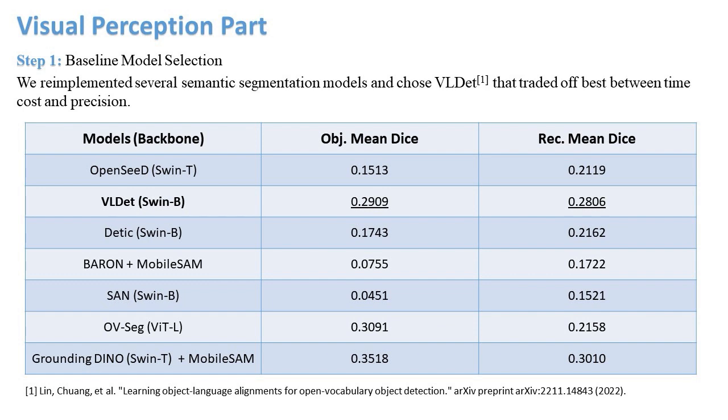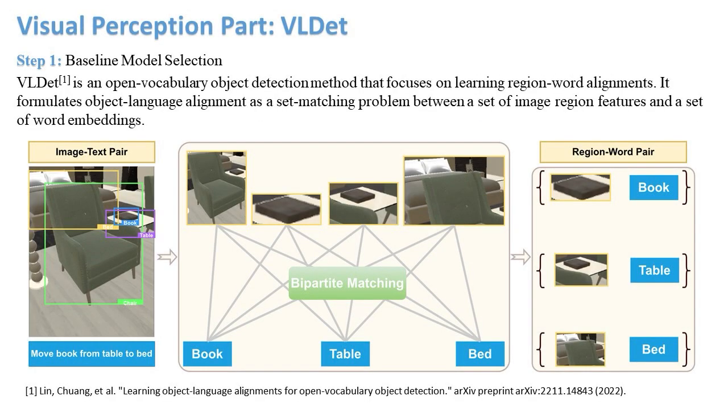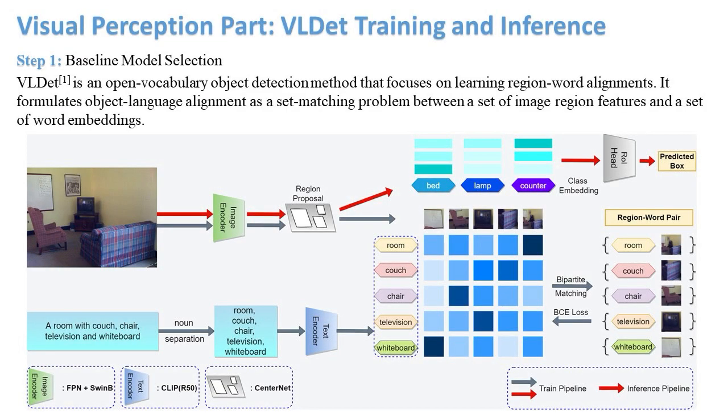After careful consideration, we selected VLDAT as the baseline model that achieved the best overall performance in terms of accuracy and speed. VLDAT is an open vocabulary object detection method that focuses on learning region word alignments. It formulates subject-language alignment as a set matching problem between a set of image region features and a set of word embeddings. The pipeline of VLDAT is shown above.